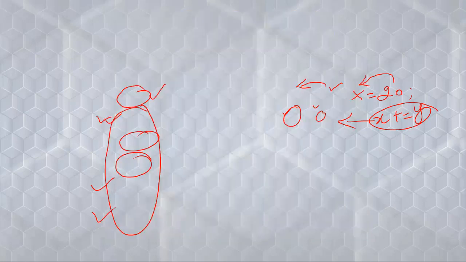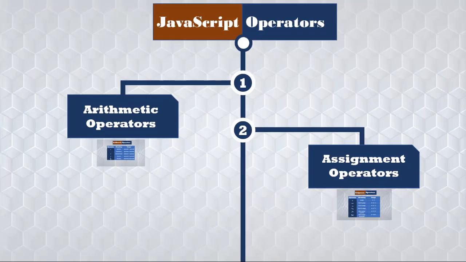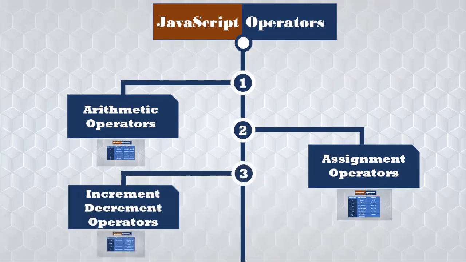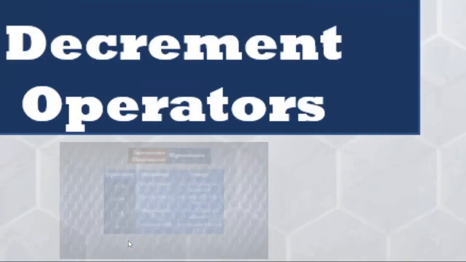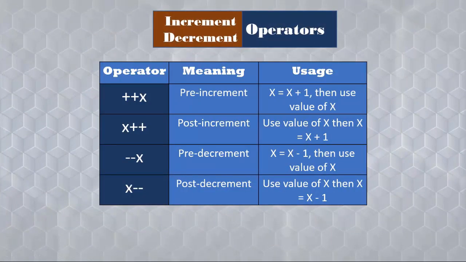Now let us move to another category of operators. The third category of operators are called increment and decrement operators. As name shows, these increment or decrement a value of some operand. These operators are very commonly used in the expressions and in the looping constructors. So let us see the increment and decrement operators that are available in JavaScript. In JavaScript, we are having four types of increment and decrement operators.